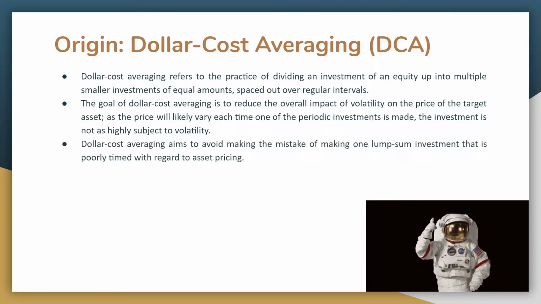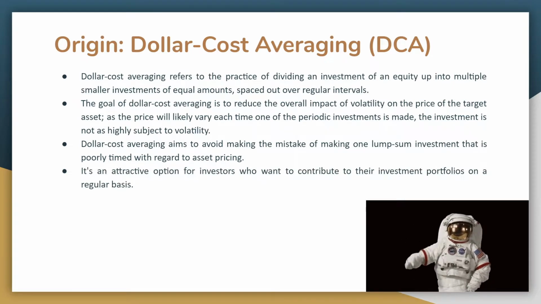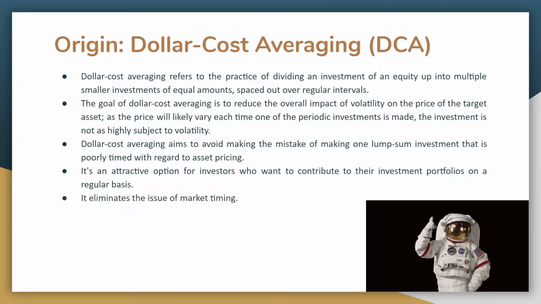So yeah, this strategy is for low to moderate risk takers when it comes to investments. This strategy aims to avoid making the mistake of making one lump sum investment that is poorly timed with regard to asset pricing. Basically, you don't care about the price of, for example, the stock that you're gonna buy. You don't care about that. You're just gonna buy it regularly on a set amount of time. And it's an attractive option for investors who want to contribute to their investment portfolios on a regular basis, as I've said earlier. And then it eliminates the issue of market timing.